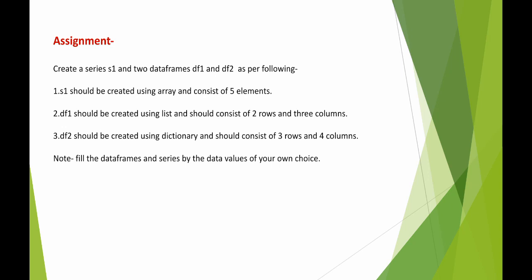Next, df2 should be created using a dictionary, and should consist of 3 rows and 4 columns. I think it's very easy for you. We have seen an example earlier with a dictionary with elements 1 and 2, where the columns were filled with particular elements. In a similar way you can create it here also. It should consist of 3 rows and 4 columns.